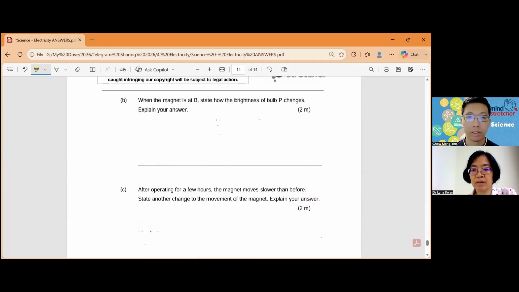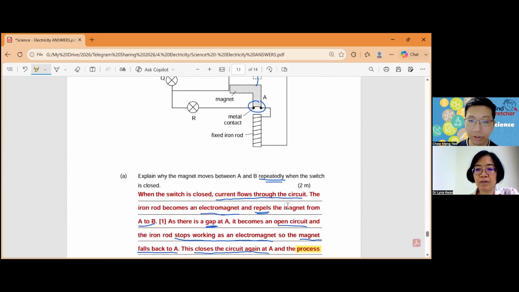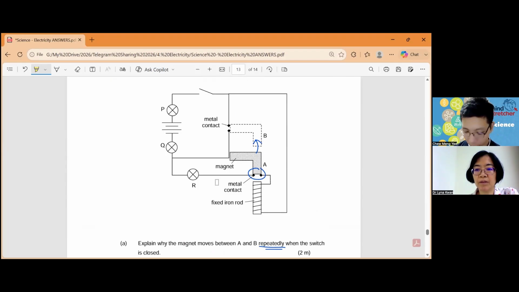Next one. Now, when the magnet is at B, state how the brightness of bulb P changes. Explain your answer. So now it goes back to brightness. Somehow this question with this application goes all the way back to brightness. Okay, so let's look at how it is just now.